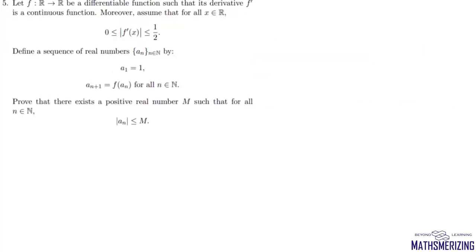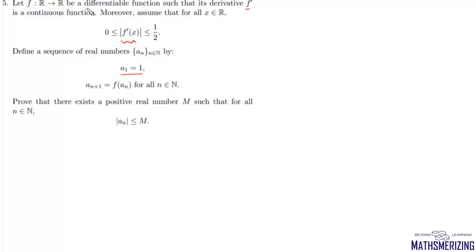Now question number 5, it says let f be a differentiable function such that its derivative f dash is a continuous function and mod of f dash x is always less than or equal to 1 by 2. Then it says define a sequence of real numbers a_n such that a1 is 1 and a_(n+1) is equal to f(a_n) for all n belongs to N. Now we need to prove that there exists a positive number M such that for all n belongs to natural numbers, mod of a_n is always less than or equal to M.